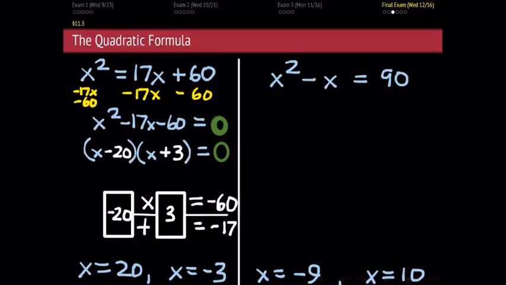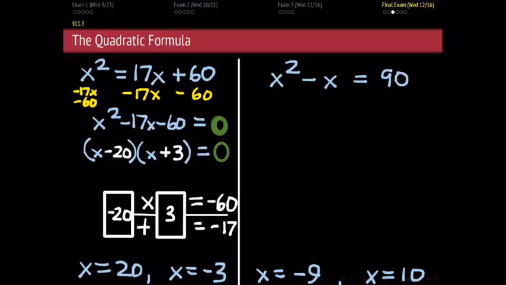If we were to FOIL this back out, we would get x squared plus 3x minus 20x minus 60. And when the plus 3x and the minus 20x combine, because they're like terms, we would get that negative 17x in the middle. So FOIL it back out, and you get exactly what you started with. You can check your own work. That's the greatest thing about factoring, is that you'll know if you did it correctly, if you just take a moment and multiply it back out.